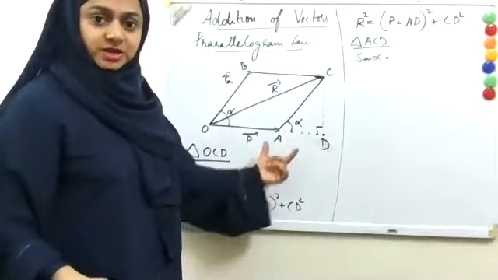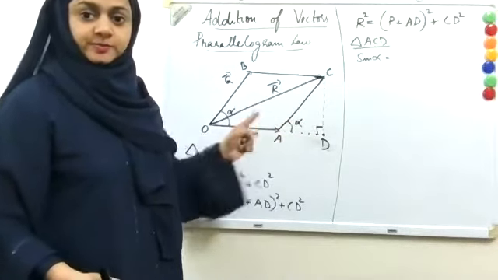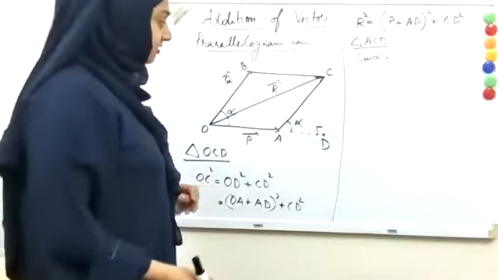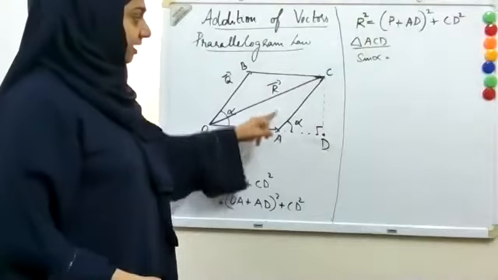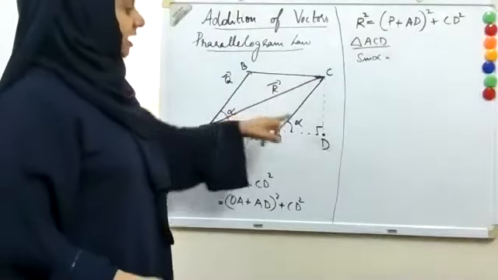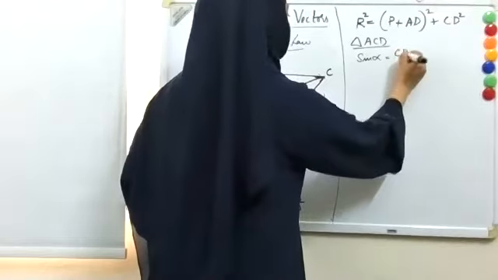Unmute yourself and speak up. What will be sine alpha from this right triangle? Sine alpha is equal to CD divided by... opposite by hypotenuse. CD by AC.